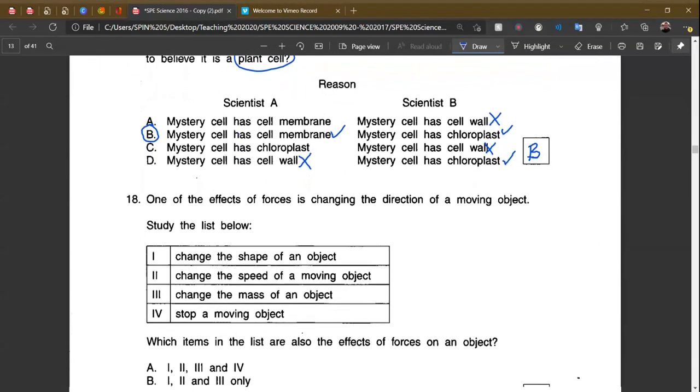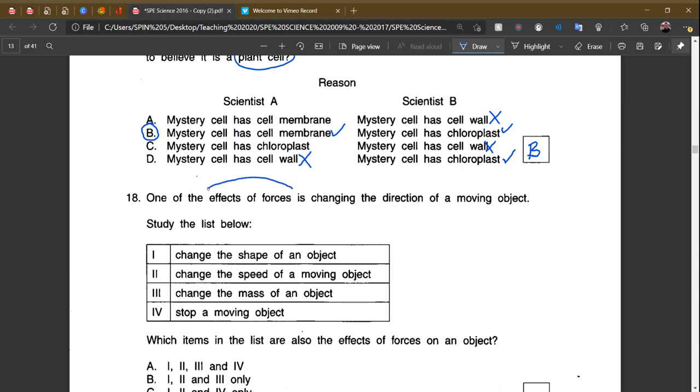Right? Question number 18. One of the effects of forces, there are 3 effects of forces, is changing the direction of moving objects. So this is one, changing the direction. Study the list below. Number 1, change the shape of an object. Yes, when you apply force, you can change the shape of an object. Change the speed of moving object. Yes, let's say an object is moving towards you, and then you apply force, the speed will change, whether it slows down or becomes faster.